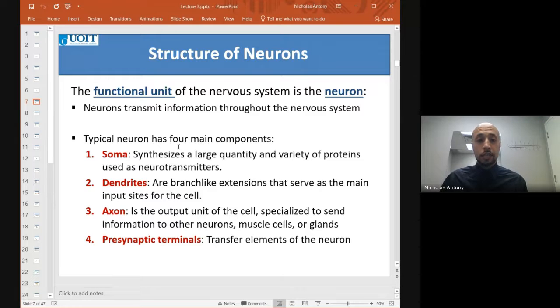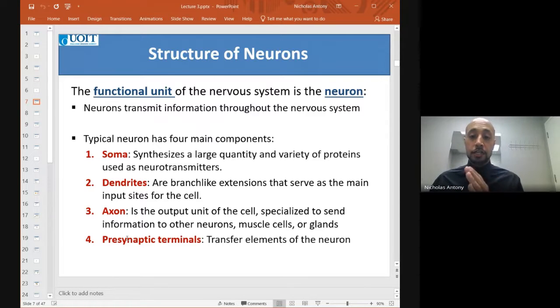The dendrites are the input to the cell. They're branch-like extensions from the cell, and that acts as the input to the neuron. If you imagine the neuron as a big wire or like an HDMI cable, the input would be the dendrites. The wire component is what's called the axon. The axon is highly specialized for sending an electrical signal through voltage-gated channels. And then the distal end of the neuron is the presynaptic terminal.